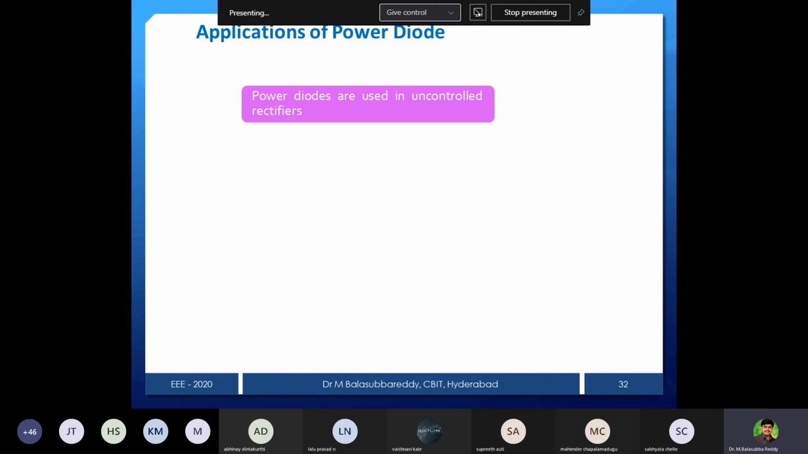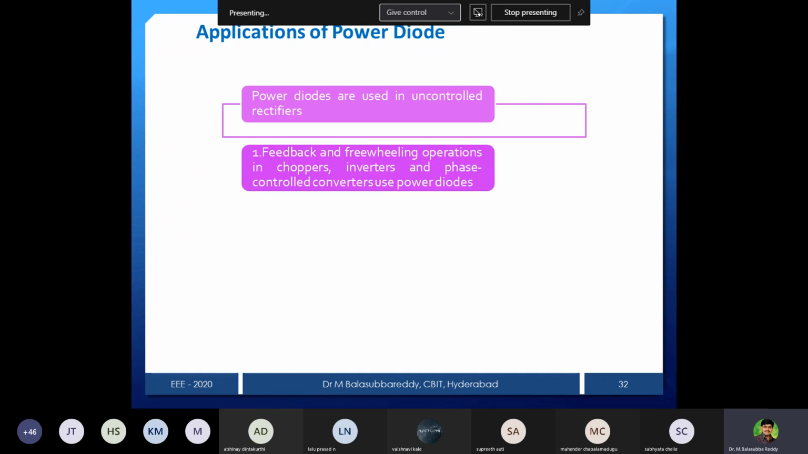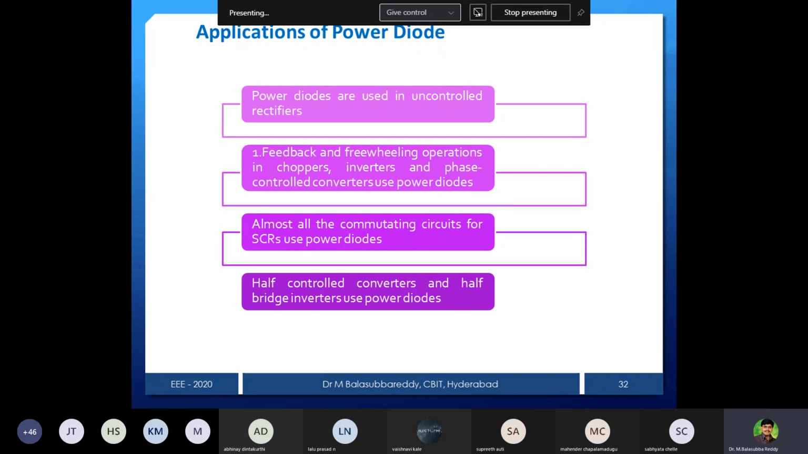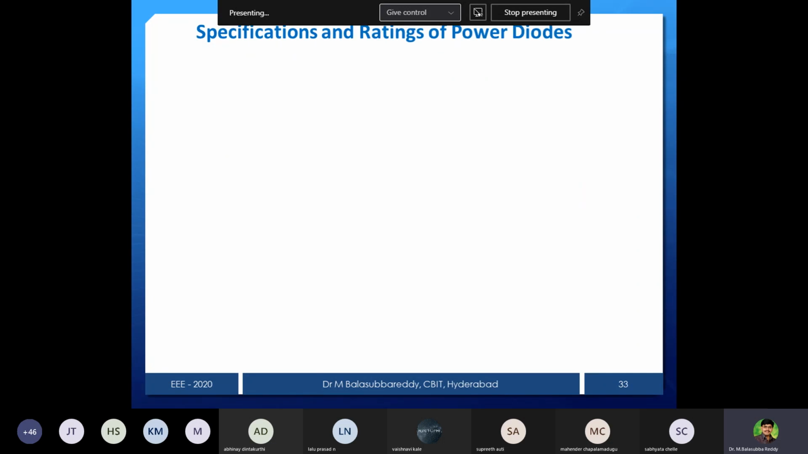Applications of power diodes: they can be used in uncontrolled rectifiers, which everybody knows. Controlled rectifiers use power electronic devices, while uncontrolled means diode rectifiers, that is, half wave, full wave or bridge rectifiers. They are also used for feedback or freewheeling operation in phase control rectifiers, choppers or inverters. When an RL load is there, we can use them as feedback diodes to freewheel. Power diodes are also used in communication circuits for SCRs, and in half control converters and half bridge converters. In the inverter case there is a feedback diode. Nowadays, in all the latest devices an inbuilt diode is provided, so that is not a concern.